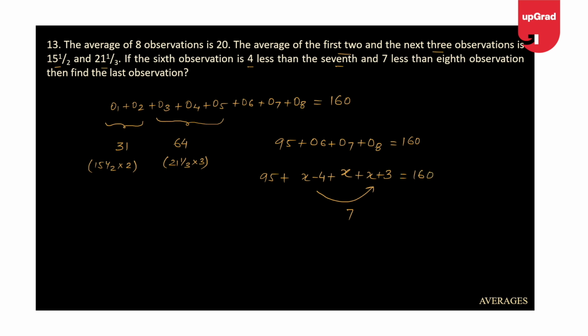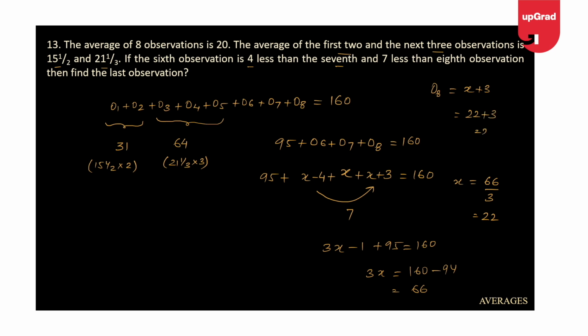And I have to find out the last observation, that is O8, and I already took the value as X plus 3. So if I add these values, it is going to be 3X minus 1 plus 95 is equal to 160, whereas 3X will become 160 minus 94, and I'm going to get 66, which means X will come out as 66 by 3, and that is going to fetch me 22. That means my last observation will be 22 plus 3, and that is 25.